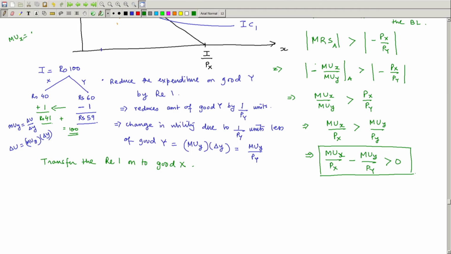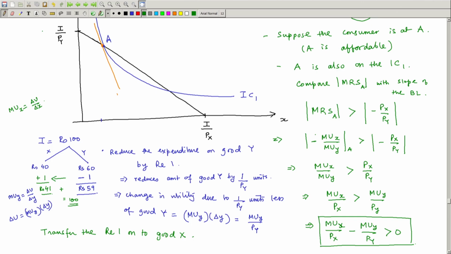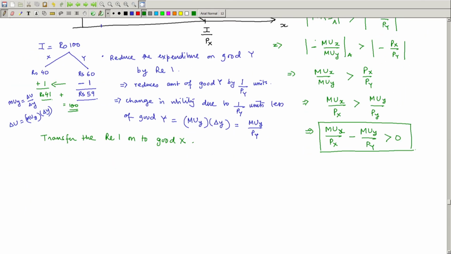I will also put MUx equals delta U upon delta x here, so that we are going to make use of it. Now if I have 1 rupee more to spend on good x, then the amount of good x that I can get is going to be higher. So previously I was at A, we came down to some point, and now I am able to buy some more amount of good x, and I am exhausting all my budget, right. So I am going to come to a new point on this budget line, A prime. So I transfer the 1 rupee onto good x, which means that I can buy 1 upon Px amount more of good x, right.